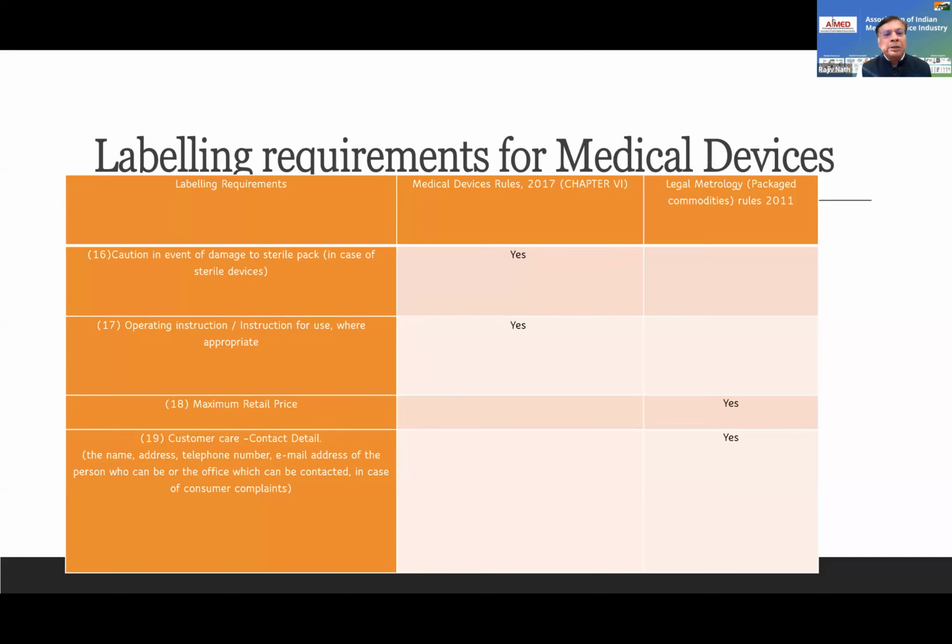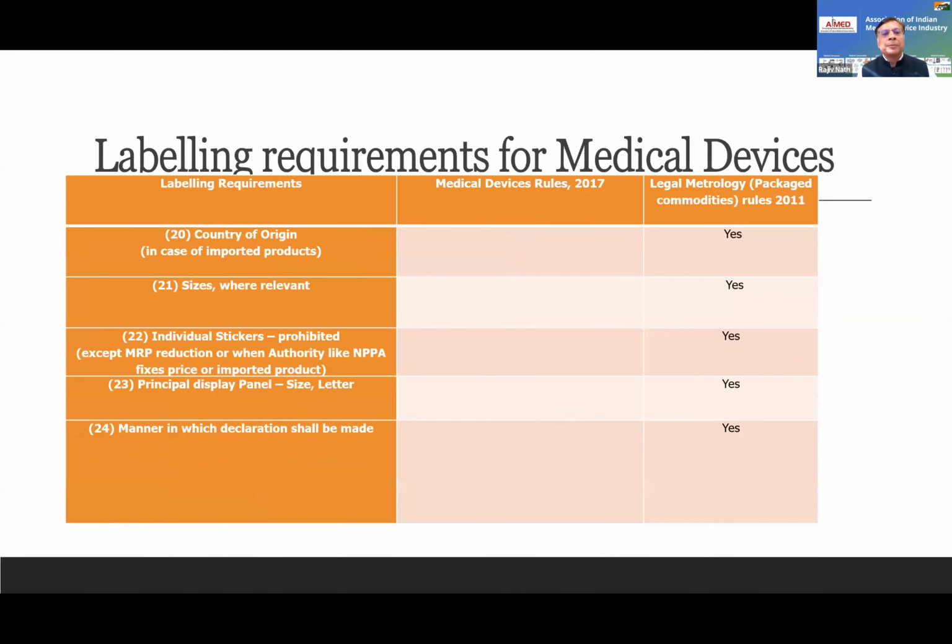Then the issue about the operating instructions and the maximum retail price. The MRP is something which is not required in the Medical Device Rules. They may now amend that going forward and harmonize that, but it is required in the Legal Metrology Rules, and that has to be inclusive of all taxes. Then very, very important is the customer care number. And this is very important, that complete details are required over there: a telephone number or a mobile number or an email ID, specific to the person or the organization to be contacted. That should be clearly labeled over there.